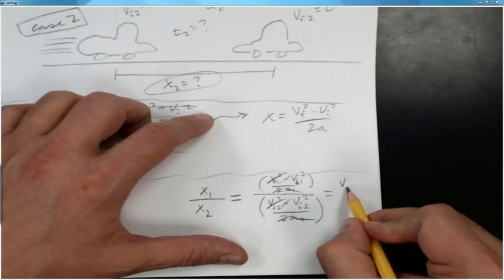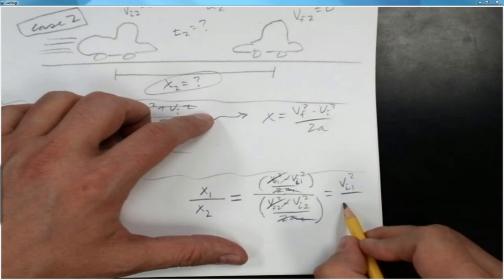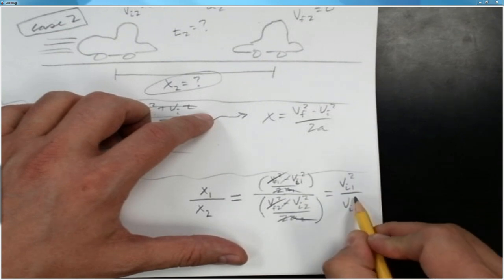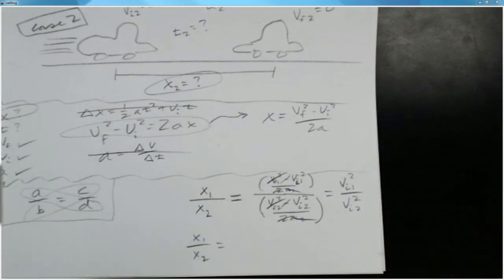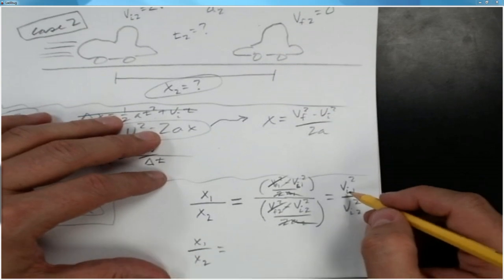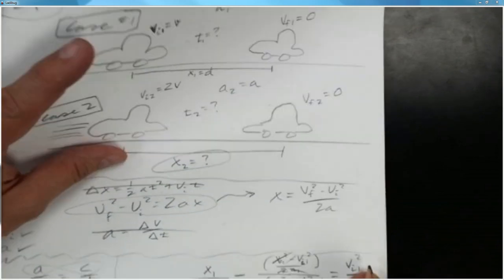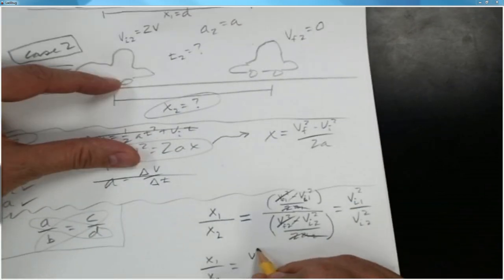This becomes VI1 squared over VI2 squared. Look at that, man. We went from crazy complicated down to really cool. Let's see what we have for VI1. Whatever we got has got to be squared. So VI1 is V. So we're going to get V squared up here.